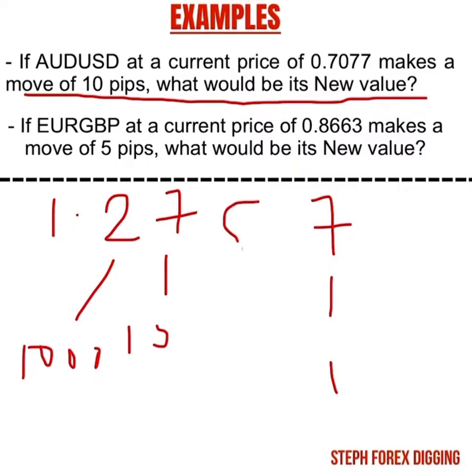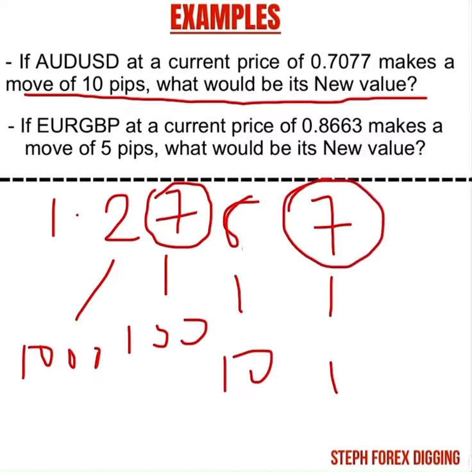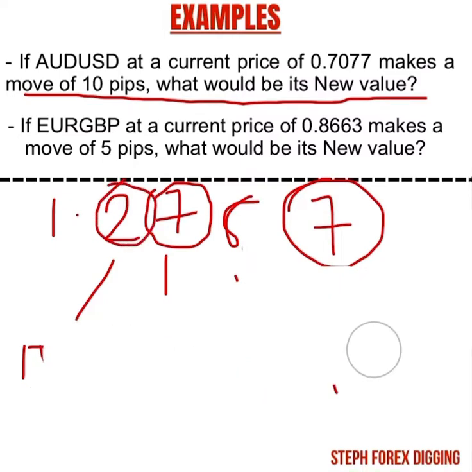But if the number is in 100, it's going to make an effect on the third to last digit after the decimal place. If it's just 1, it's going to be in the last digit after the decimal place, and 1000 is going to make an effect here. So let me show you, for example.